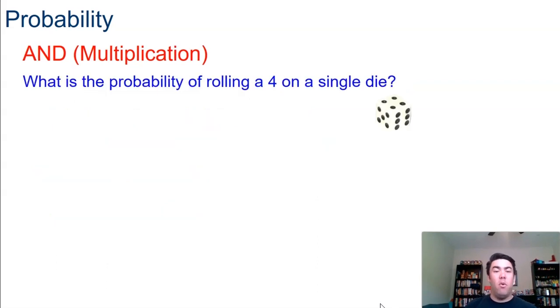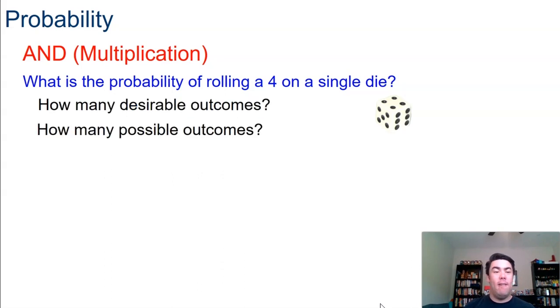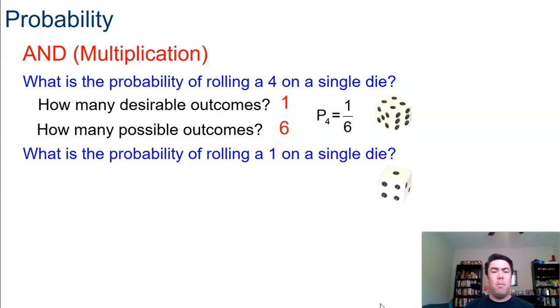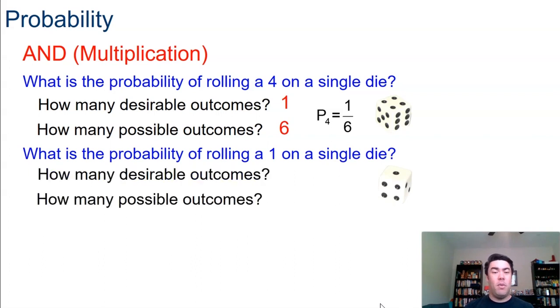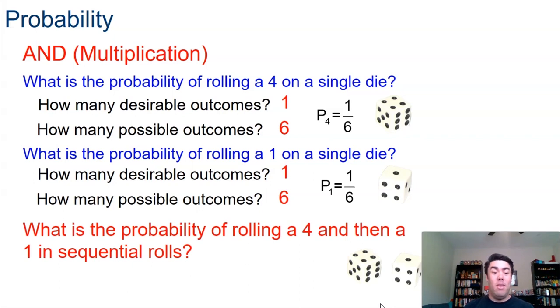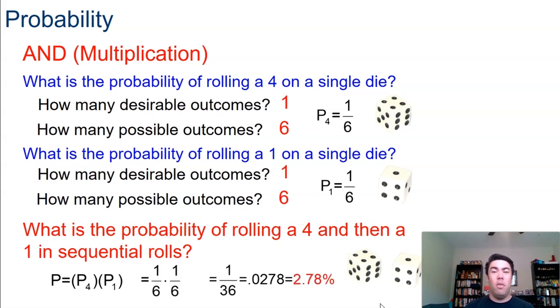So what's the probability of rolling a 4 on a single die? So we have 1 desirable outcome, 6 possible outcomes. So the probability of rolling a 4 is 1/6. What's the probability of rolling a 1 on a single die? Same thing as rolling a 6, it would be 1/6. What's the probability of rolling a 4 and then a 1 in sequential rolls? Well, that would be probability of 4 times the probability of 1, which would be 1/6 times 1/6, or 1/36. We can multiply these probabilities because they are independent of each other.